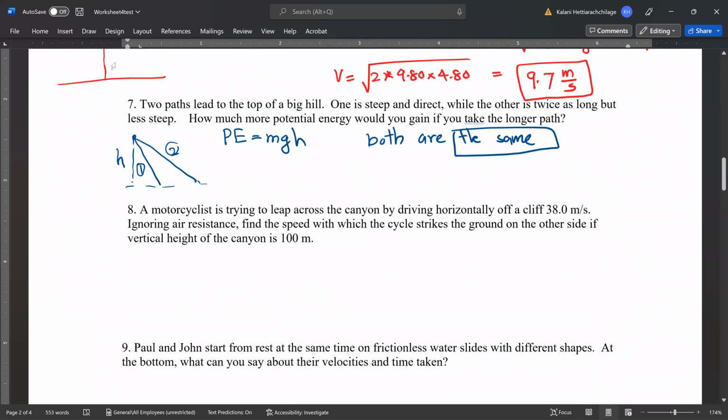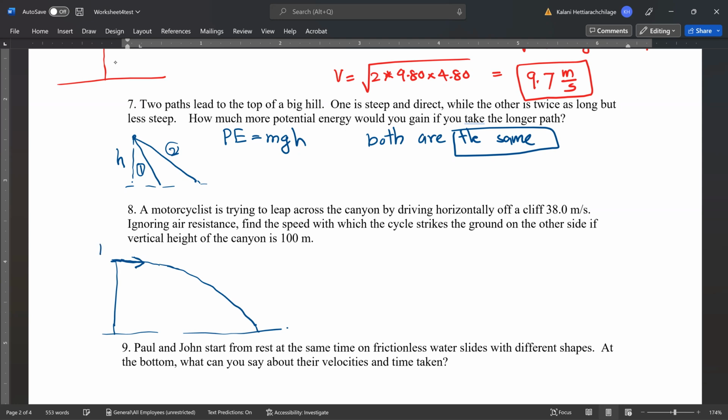And let's go into the next question. I have a motorcycle cyclist trying to leap across by driving horizontally off the cliff. So let's draw a little bit of the diagram. We have this height and he goes horizontally with some velocity. If you go on your bike at this speed horizontally, this is going to be a projectile motion. That means it's going to land somewhere here, right?